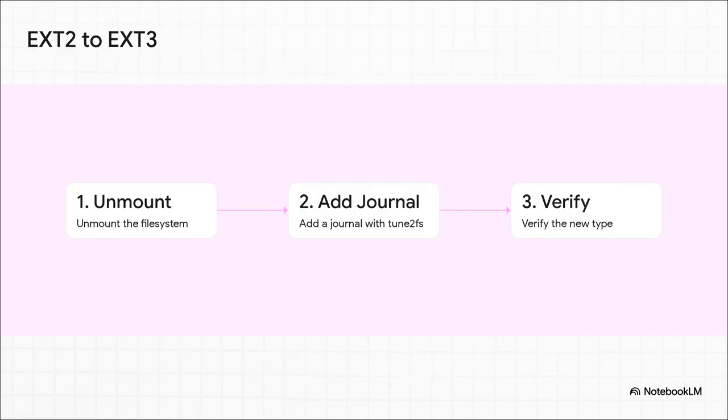The conversion to ext3 is, you'll be happy to know, surprisingly easy. It's just 3 steps. But step 1 is the most critical of all. You absolutely must unmount the file system first. You can't change the engine while the car is running, right? After that, it's as simple as adding the journal and then verifying the change.